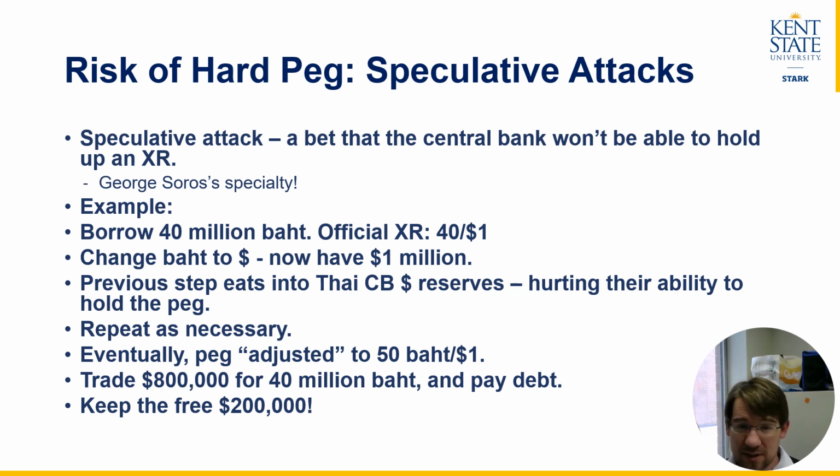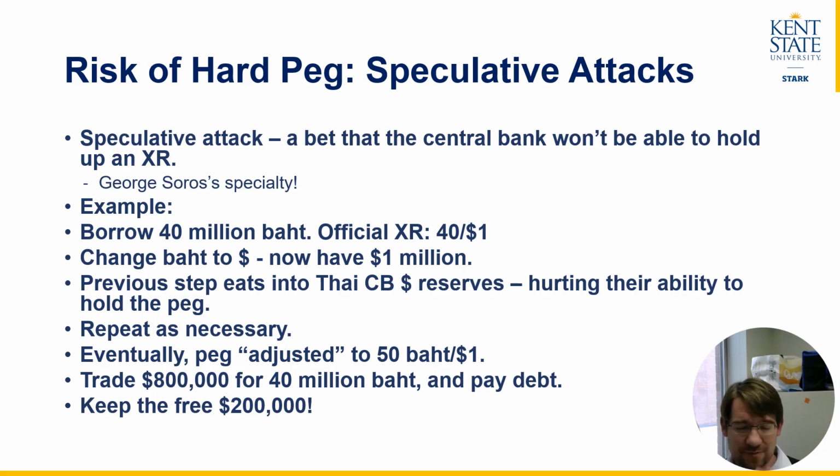Right? So we did this. You know what we can do? We can do it again. Borrow another 40 million baht, change it into $1 million. And now we're eating into the central bank's reserves time and time again. It's getting harder and harder for them to hold on to that peg as they are losing reserves very, very quickly. Once they lose dollar reserves, they can't hold on to the thing anymore, which means eventually they have to adjust the peg.